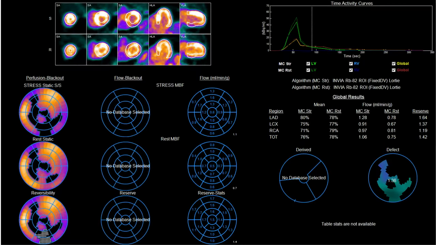These are reconstructions, but let's go to the flows. The stress flows are reduced somewhat more, and now the rest flows are a little bit higher here, but the flow reserve is now reduced. The calcium score is 4,000.